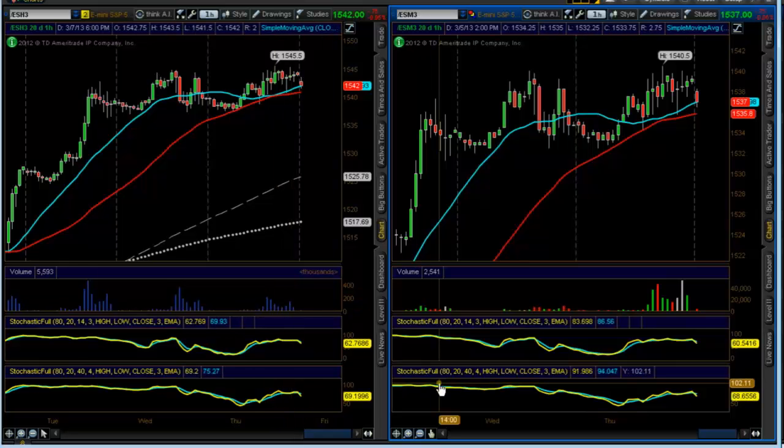Okay, now let me just point this out. You see, you got 1545.50 for a high. Can't see last. Okay, 1542, 1537 June. So you got a 5-point spread still. 5 points was the spread earlier today, and you still got a 5-point spread now running, right? Yep.